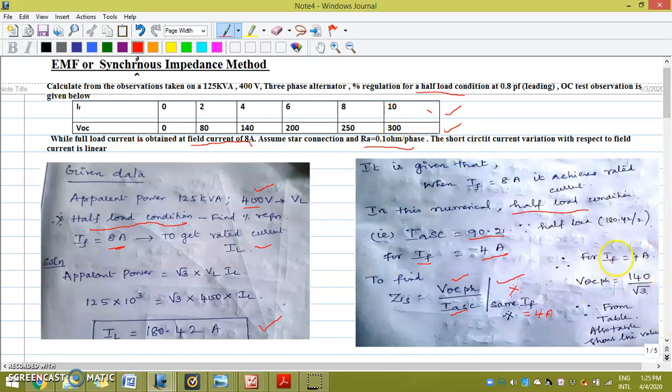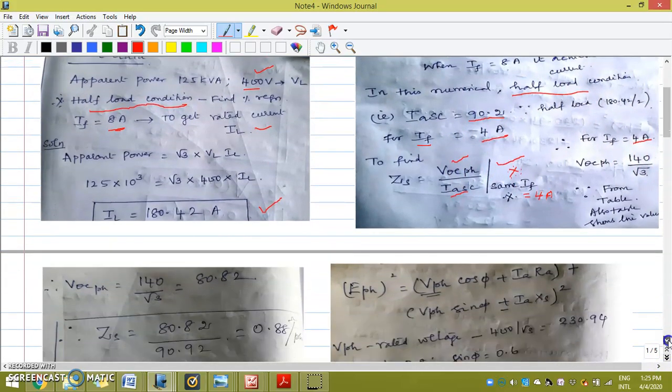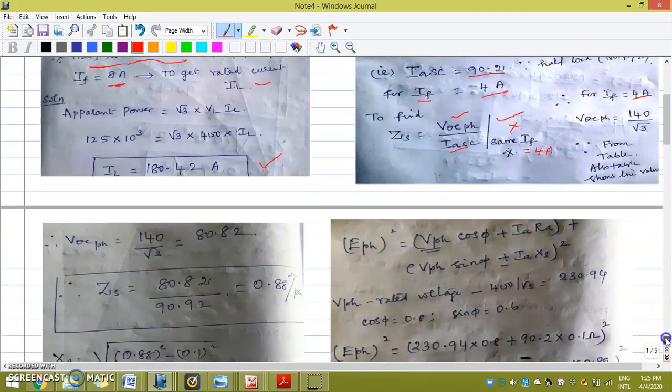How to go about that? We have field current as 4 amps, and fortunately when the field current is 4 amps, they have given in the table that your VOC, open circuit voltage, line voltage is 140. So when you have field current as 4 amps, you have a line voltage of 140. But after all, I need to substitute per phase. So 140 divided by root 3 is nearly 80.82. So from this I will infer ZS. When I find ZS, you can always find XS.